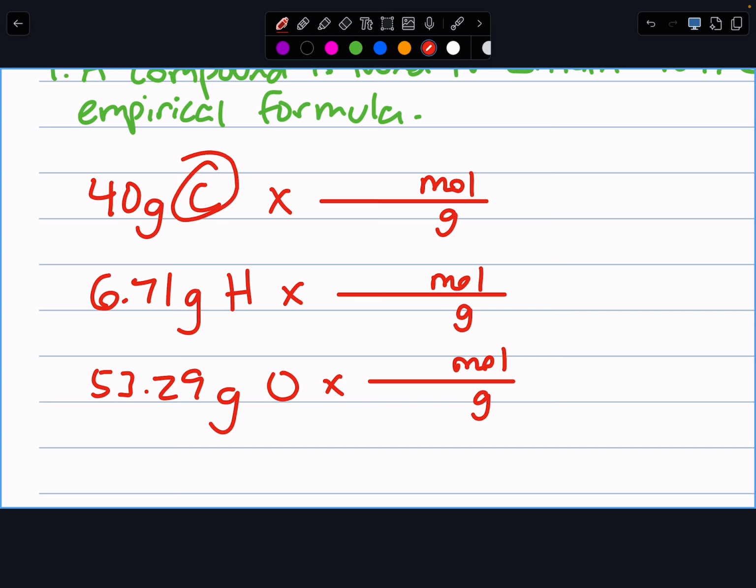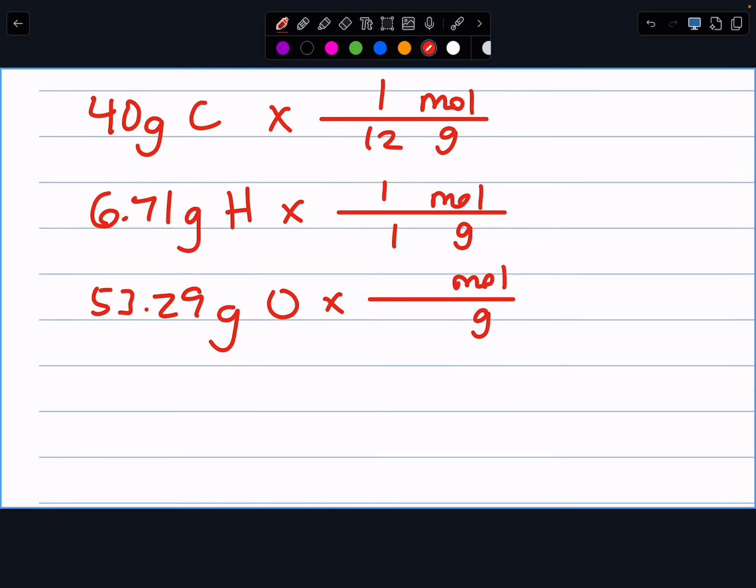What's the molar mass of carbon? 12. And where do I put that 12 number? What's the unit for molar mass? 12 grams per. So it's 12 what? And then what's the mole number? Good. How about hydrogen? 1 gram per mole. And then oxygen? 16 what? Grams. 16 grams per mole.